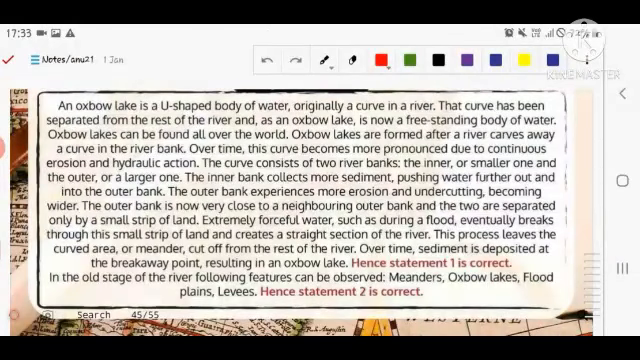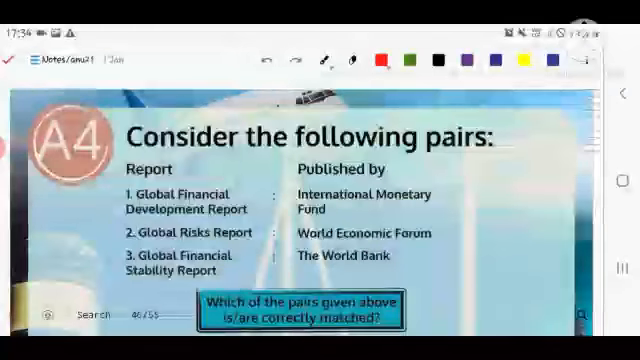Oxbow lakes are formed after a river carves away a curve in the river bank. Over time, this curve becomes more pronounced due to continuous erosion and hydraulic action, happening in the old age stage. The curve consists of two river banks, the inner and the outer, with the inner having a convex shape. The inner bank collects more sediment, pushing water further out into the outer bank. This bank experiences more erosion and undercutting, becoming wider. The outer bank is now very close to the neighboring outer bank. That's not so important, but the reasoning of why and how the oxbow lake is formed is basically given in the question.